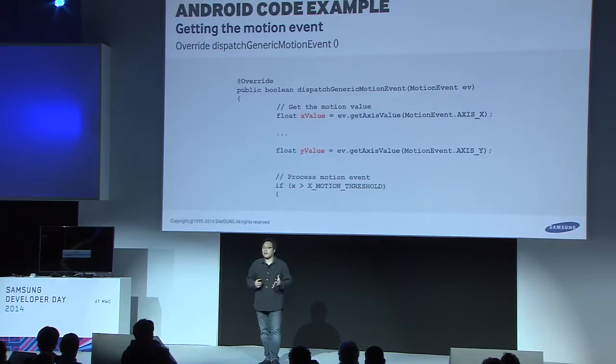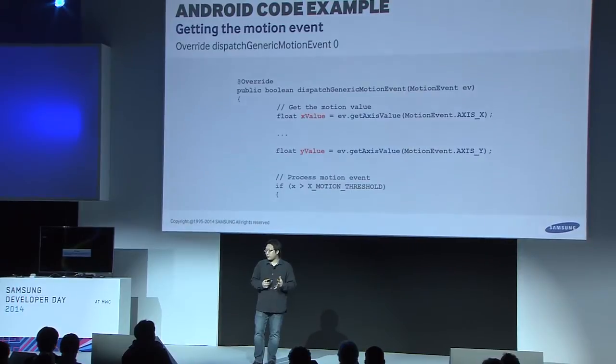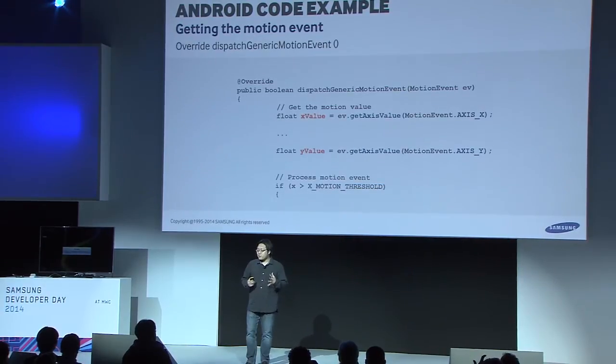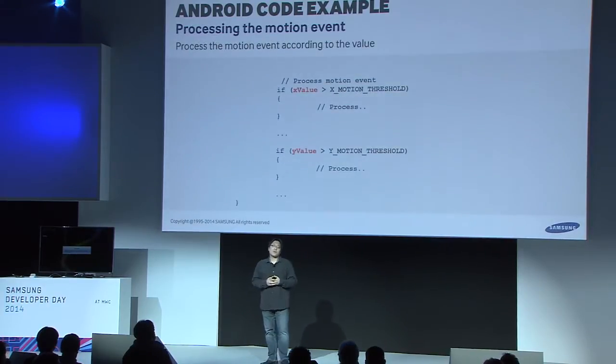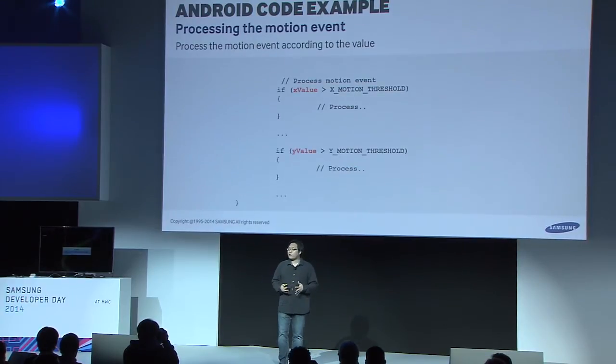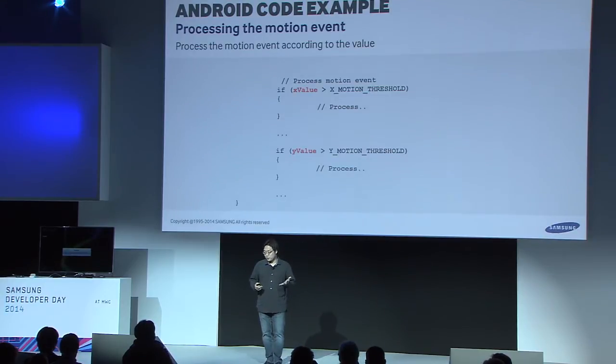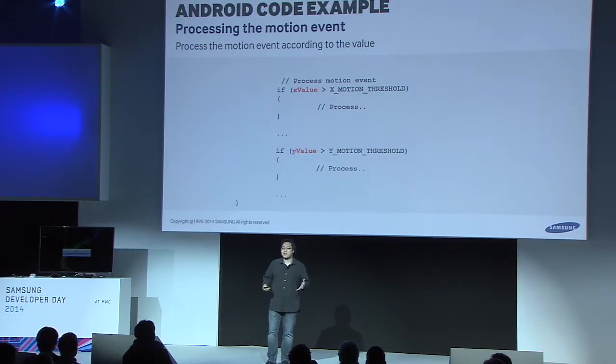Processing motion event is almost same to processing key event. In case of motion, we should override dispatchGenericMotionEvent method. And inside the method, we can call getAxisValue. This example shows getting motion values of axis X and axis Y. Since the motion value changes continuously, you have to compare the value to some threshold. If the value goes over the threshold, we can process that event. And that's it. You're supporting the Samsung Gamepad. Of course, this is one way of supporting Samsung Gamepad. Actually, this depends on game developers on how to deal with the motion event and key event.